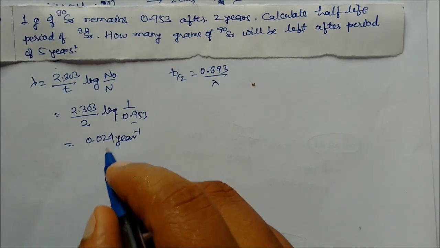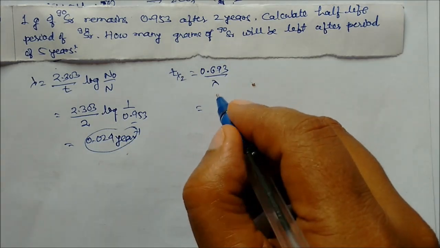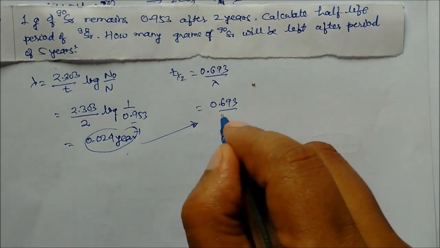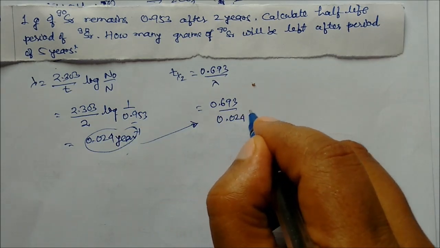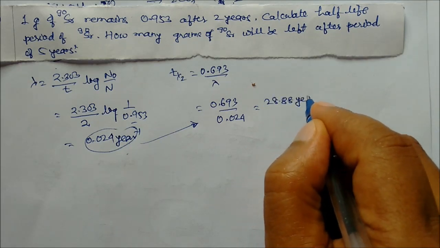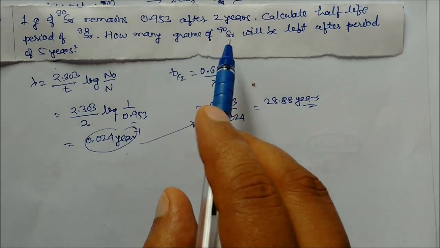So the constant is in per year. Then we can use 0.693 divided by the decay constant, which is 0.024. So the answer will be 28.88 years.